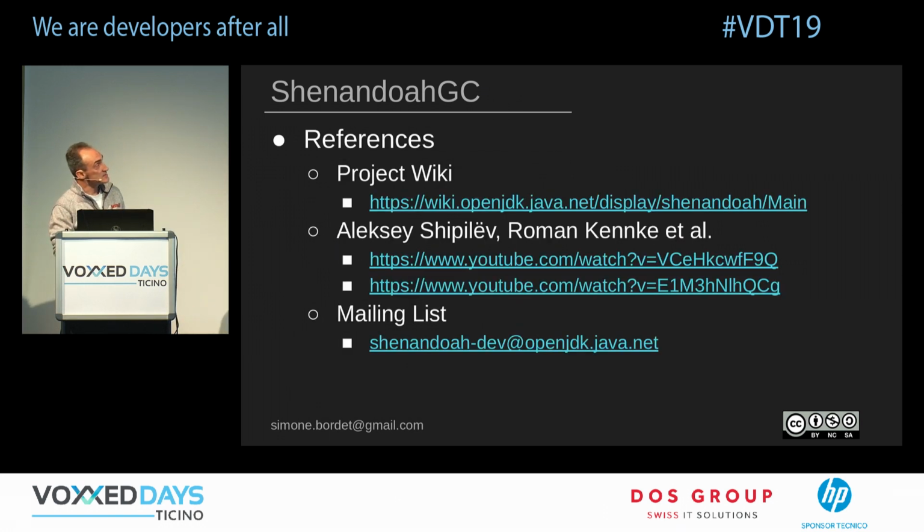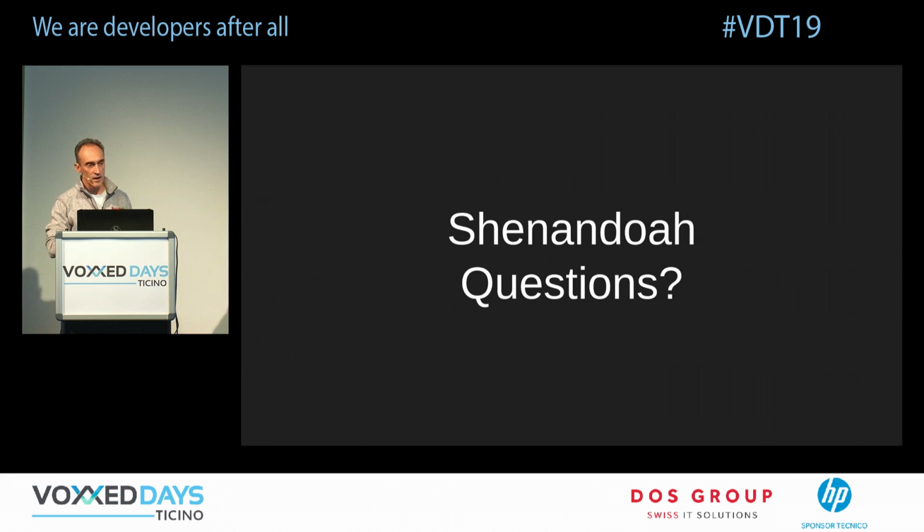Again, for references, Alexei Shipilev and Roman Kennke are the main developers of this project. There's a wiki, and there's a mailing list, as reactive as the ZGC one. They're super nice, and so I really recommend, if you're interested in it, to subscribe. Questions on Shenandoah? And then I have a last slide for conclusions. I guess it was clear.